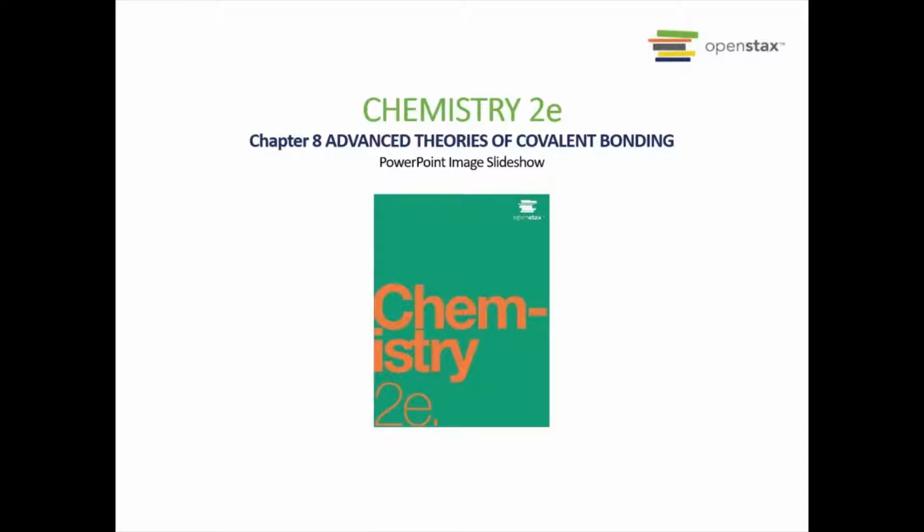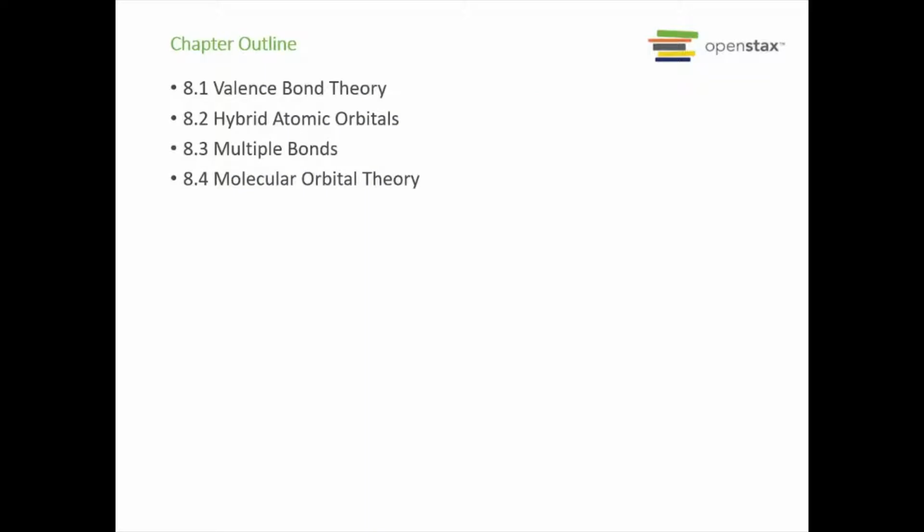Hey guys, welcome to Chapter 8. This is Advanced Theories of Covalent Bonding. Now this chapter is only 4 sections, but we are doing it over 2 weeks because it's kind of heavy. So bear with me, let me know if you have questions. It's more of a conceptual type of chapter, so it's definitely different than what we've done so far. So we're going to talk about valence bond theory, hybrid atomic orbitals, multiple bonds, and molecular orbital theory.